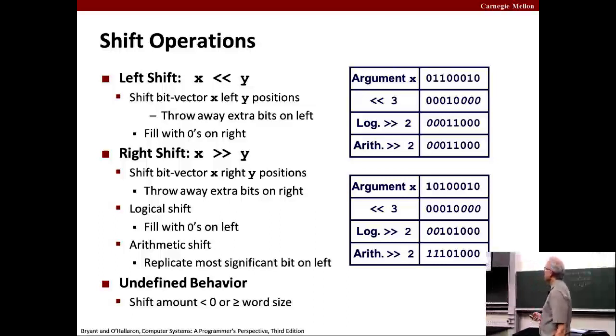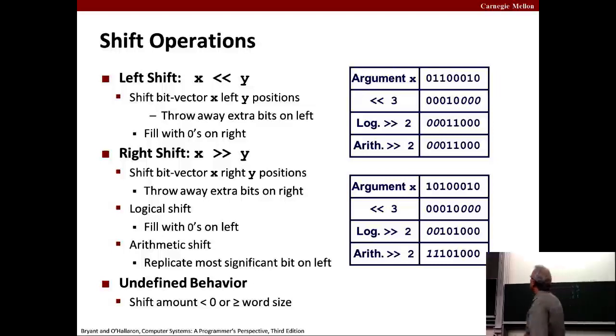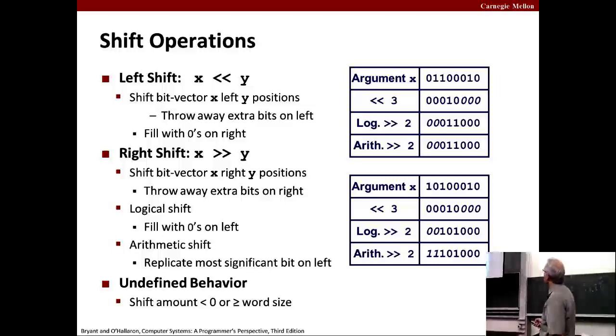The idea of shifting is that you have some argument x, and you want to shift it some number of positions either to the left or to the right, given by y. When you shift left, you just fill in whatever value there was. I'm shifting by 3, so I'll take the low order 5 bits, move them over 3 positions, and then fill in with a 0. Whatever was in the upper positions of that original word just disappears into nowhere. Similarly, if I do a right shift, I take the upper 6 bits, move them over 2 positions, and fill in with zeros.